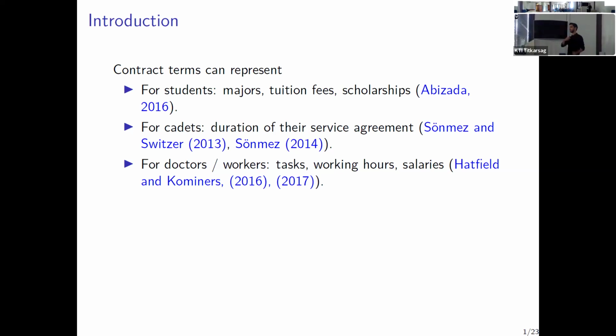And for doctors and hospitals, or workers and firms, it can represent the tasks that they have to do in the company, or whether they work during the morning shift or the afternoon shift. It can also represent their salaries. So basically, we can see with these few examples that we can have transfers between agents in the markets. So it's a matching framework in which we can have them. And for the rest of the presentation, I will use the vocabulary of doctors and hospitals.